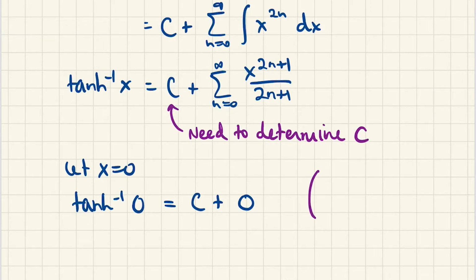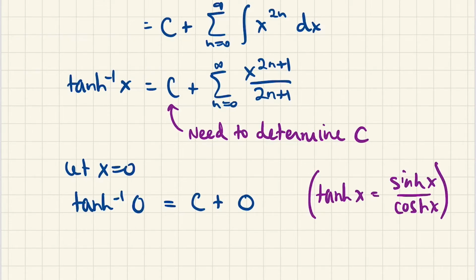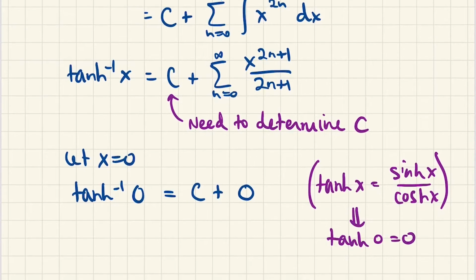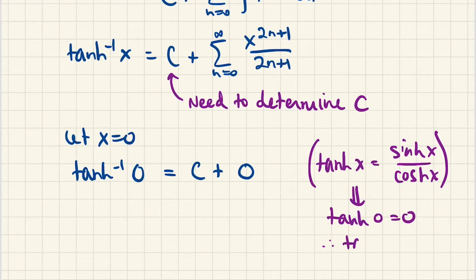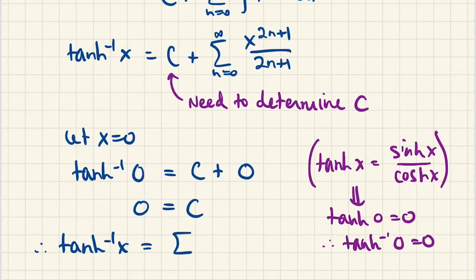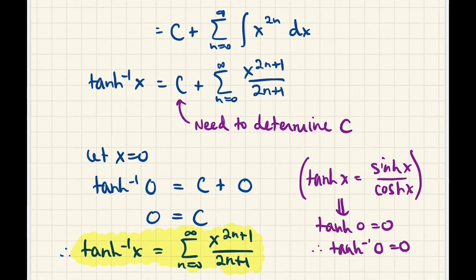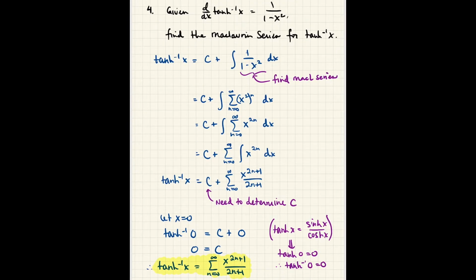Well, if you recall, tanh of x is sinh of x over cosh of x. And you can therefore see that tanh of 0 is equal to 0. And therefore, inverse tanh of 0 is equal to 0. So here we can see that inverse tanh of 0 is 0, and so therefore c is equal to 0. And so inverse tanh of x is just n equals 0 to infinity, x to the 2n plus 1 divided by 2n plus 1. And you may notice that that's very similar to the power series for inverse tangent. The only difference is that for the power series for inverse tangent, there's an alternating negative 1 to the n factor, but for inverse tanh, there is not.